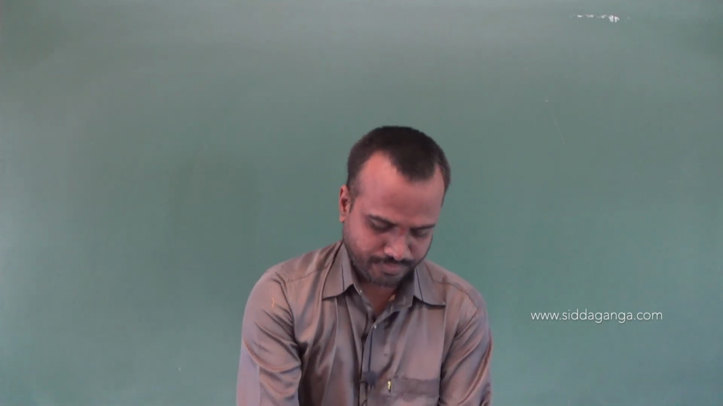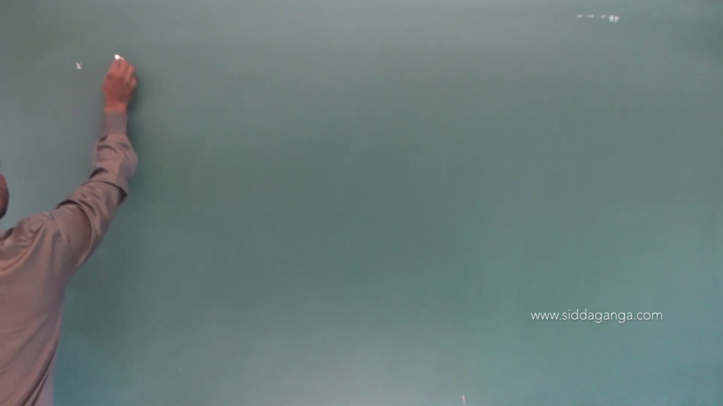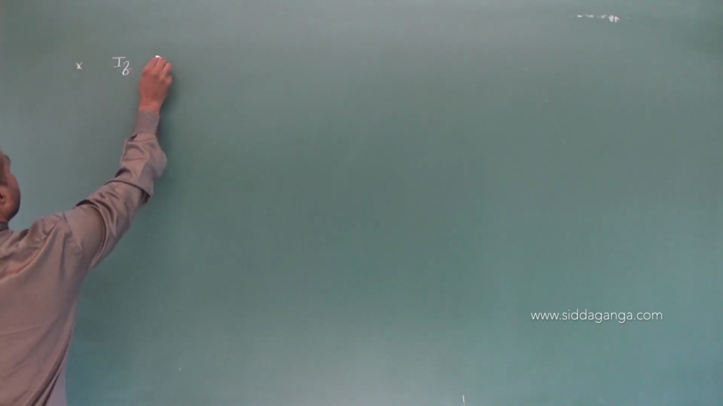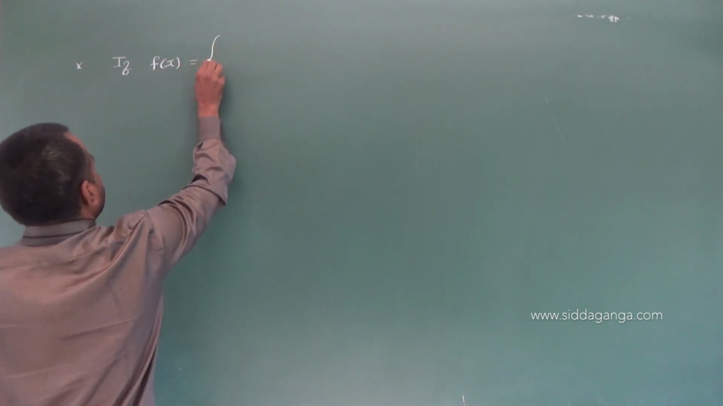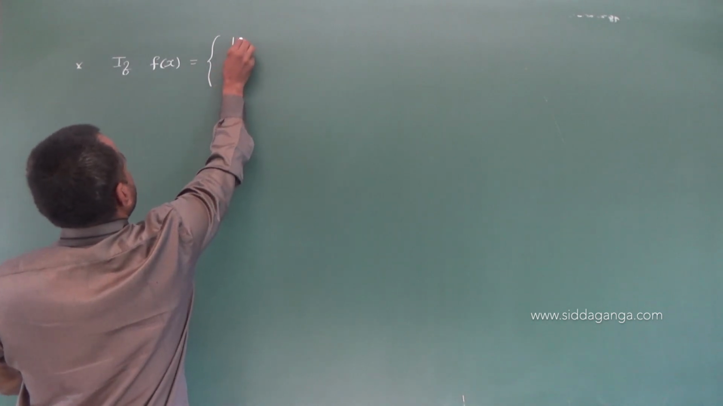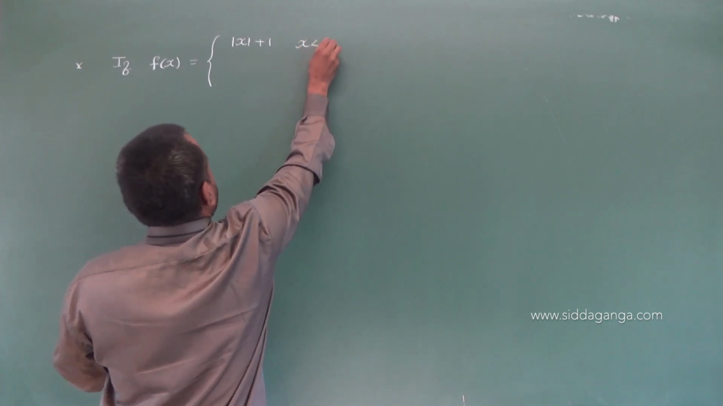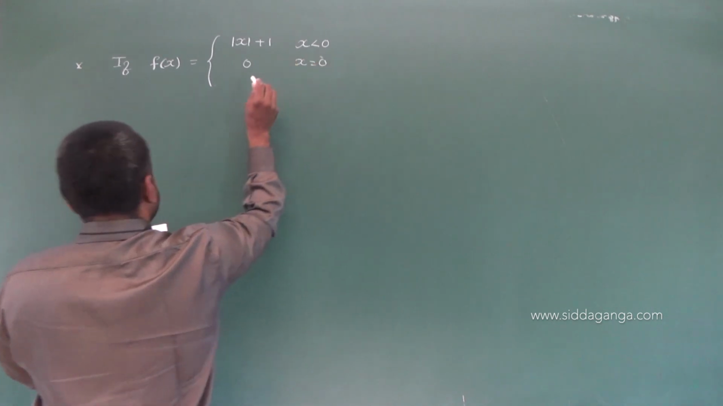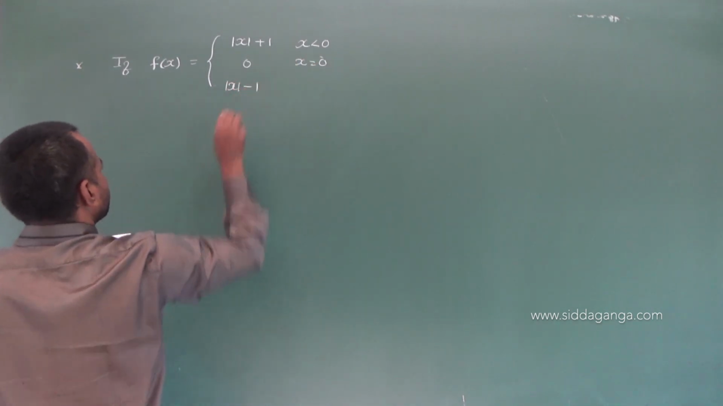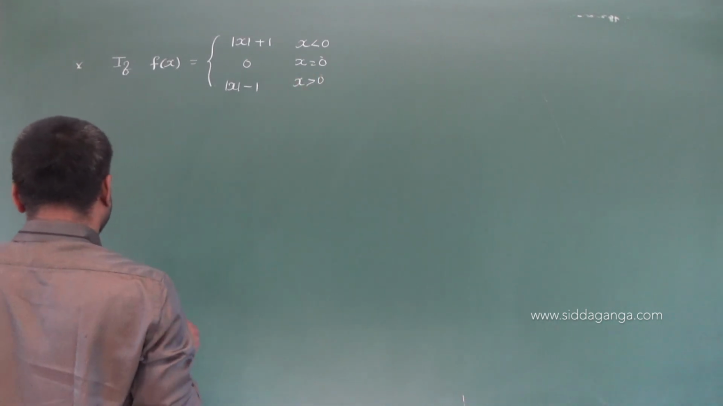Next problem. If f of x is equal to mod x plus 1, x is less than 0; 0, x is equal to 0; mod x minus 1, x is greater than 0.